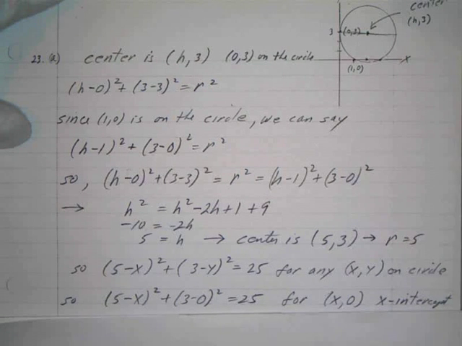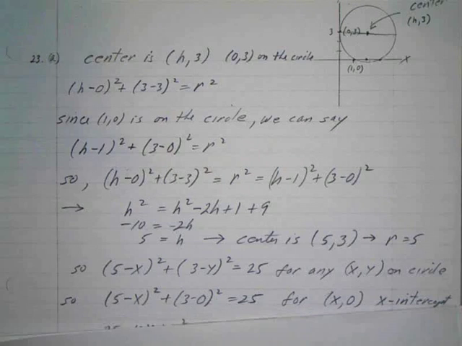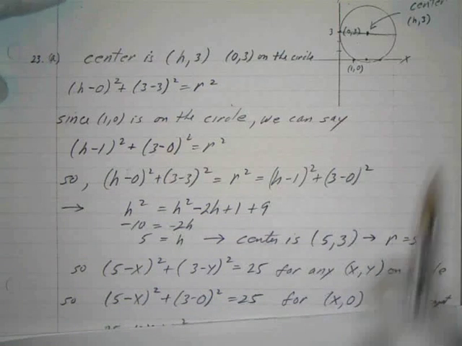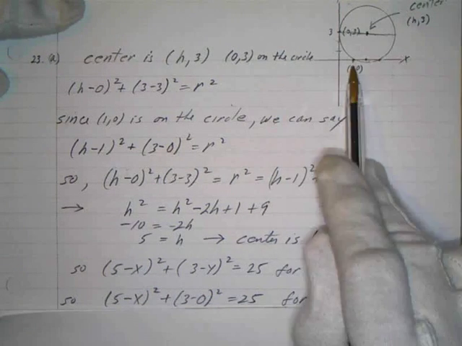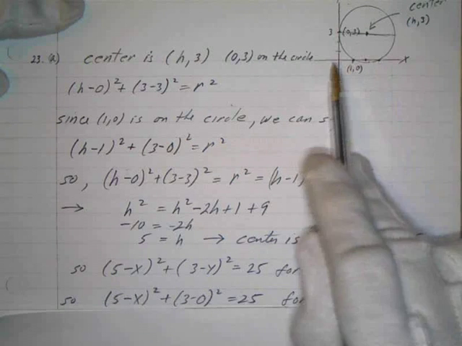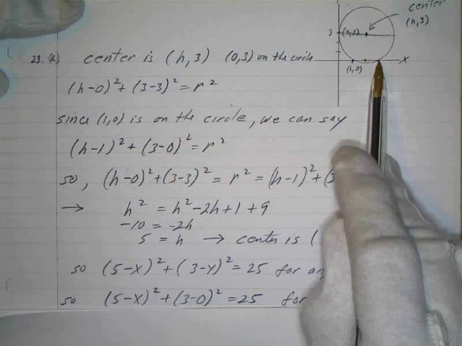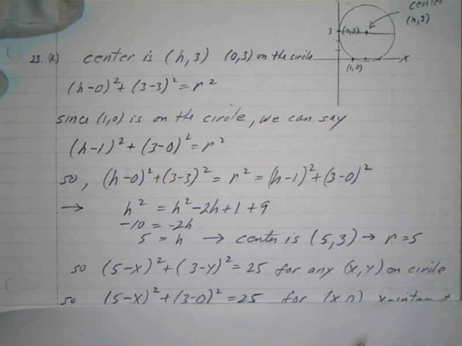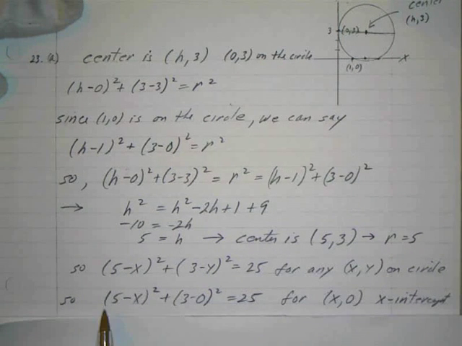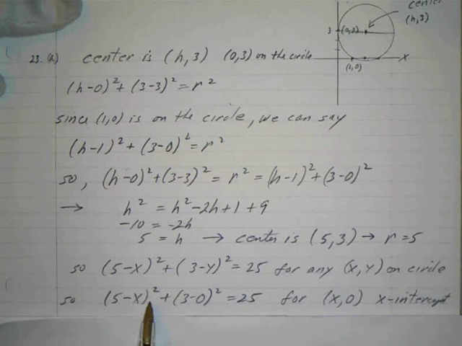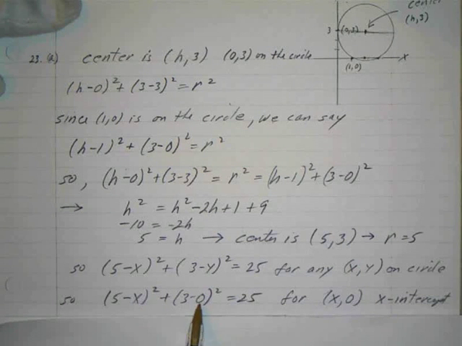and now what I want to do is find the other x-intercept. So what's the value at the x-intercept? Well, the x-intercept will be some value x and 0, because the y-coordinate is 0 at the x-intercept. Right? The y-coordinate of any point on the x-axis is 0. So I can just put this in this equation of the circle, and I know that 5 minus x squared, that's my center, plus 3 minus 0, that's going to be the y-coordinate, equals 25.